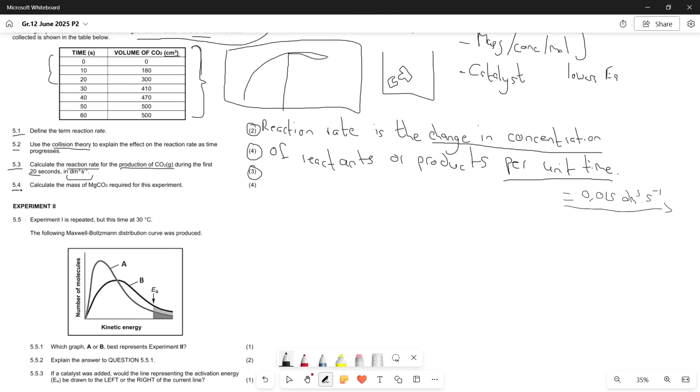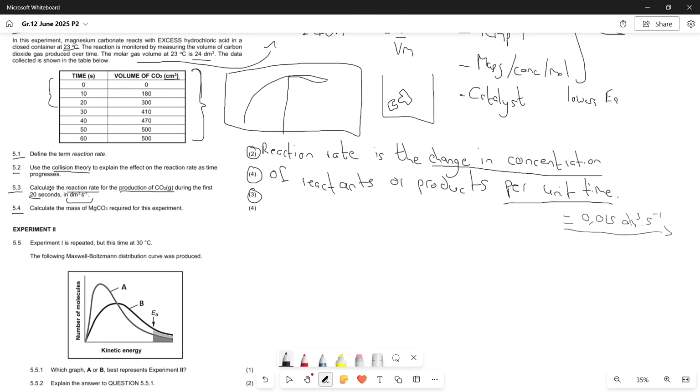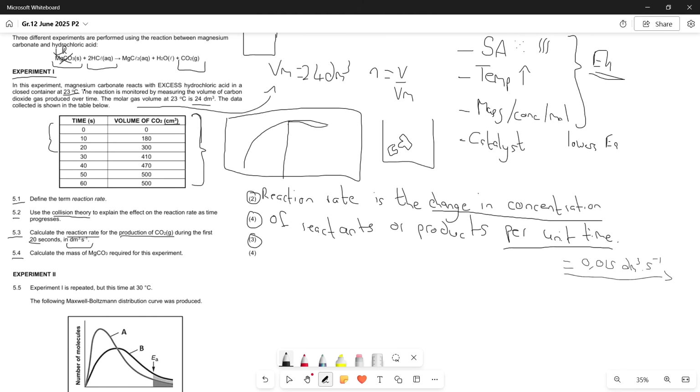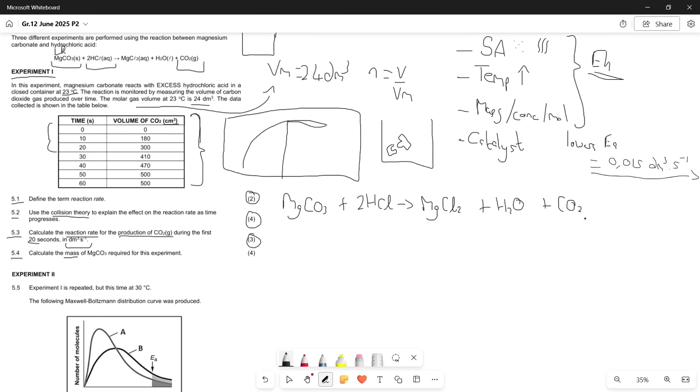And then question 5.4 over here says calculate the mass of MgCO3 required for this experiment. So this is stoichiometry now, and it has to do with limiting reagents over there. So we need the mass of the MgCO3 required for this experiment. So it's always nice to rewrite this whole formula down, so I'm just going to go ahead and do that. The reason I write this down is so that I can see the molar ratio of the numbers in front, and also so I can see where I'm starting in this whole equation and where I'm ending up.